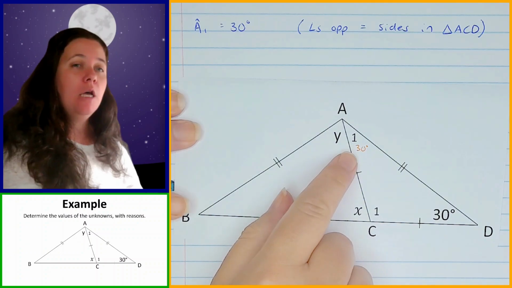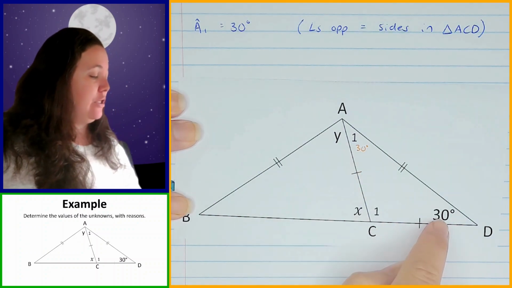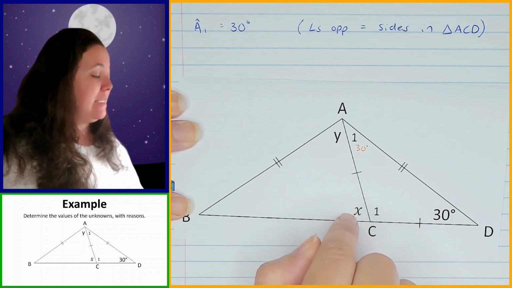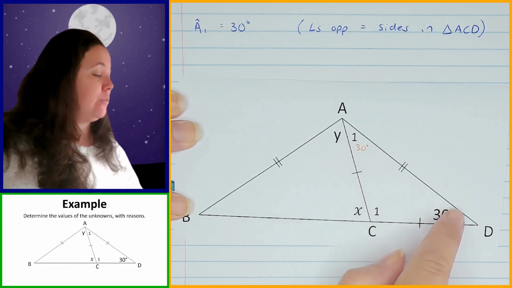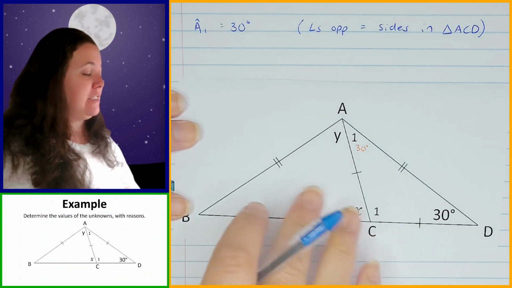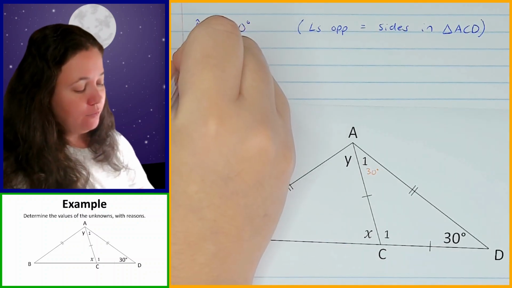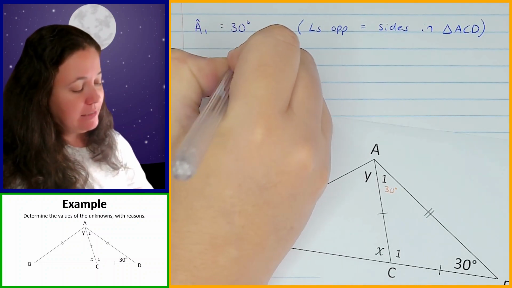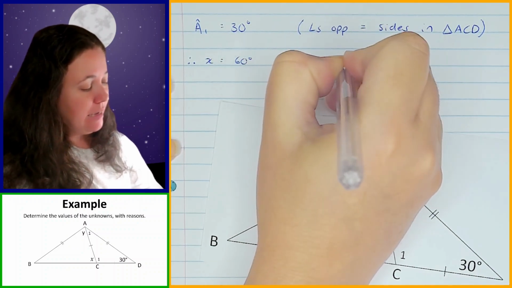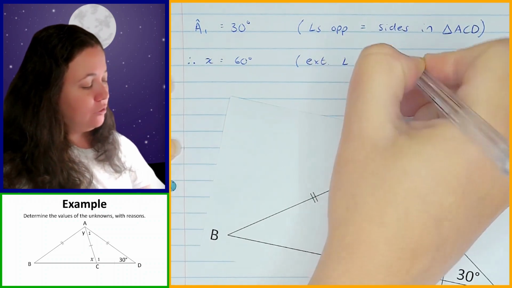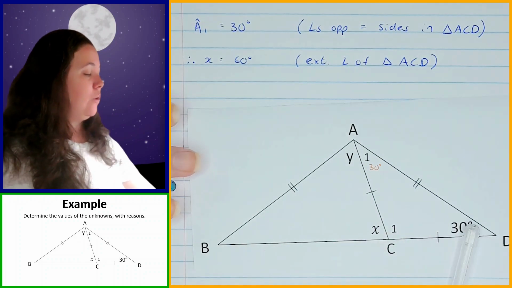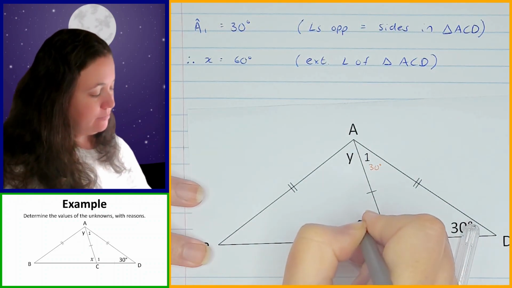Okay, so now I've got that's 30 degrees and this is 30 degrees. And I said that x is the exterior angle of triangle ACD, which means that it's going to be equal to the sum of the opposite interior angles. So x is going to be 30 plus 30, which is 60 degrees. Now I can say, therefore, x is equal to 60 degrees, and my reason is because it is the exterior angle of triangle ACD. Okay, so now I know what x is. It is 60 degrees.